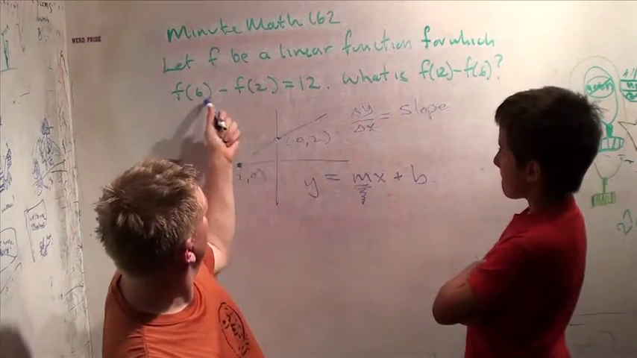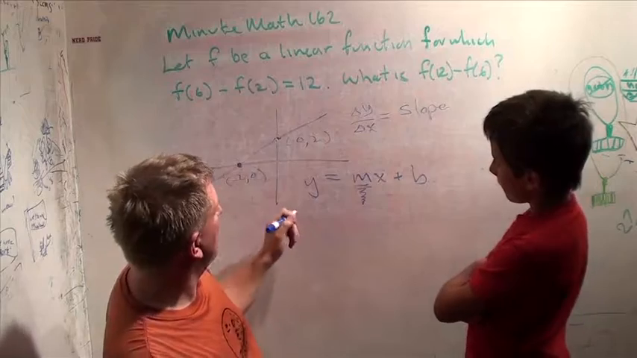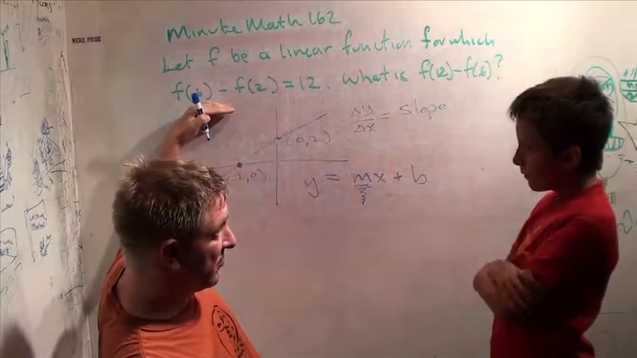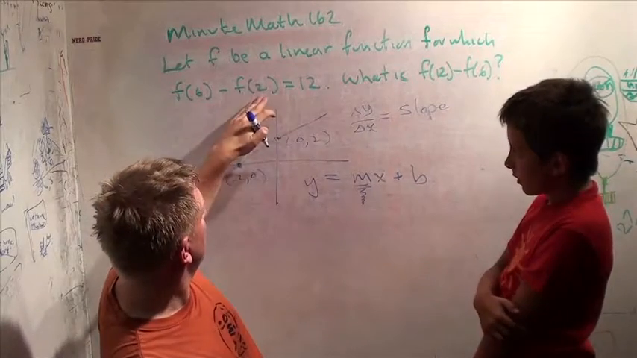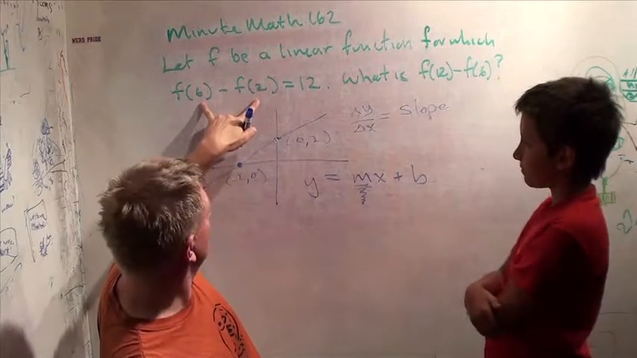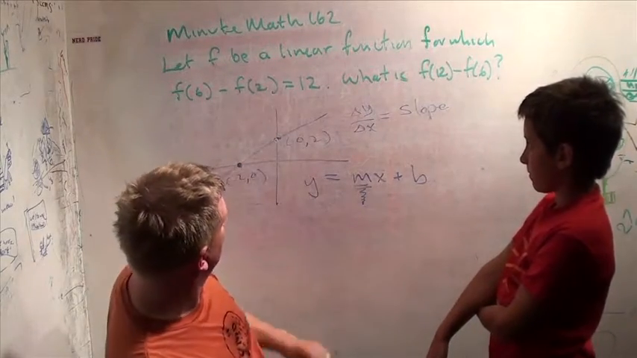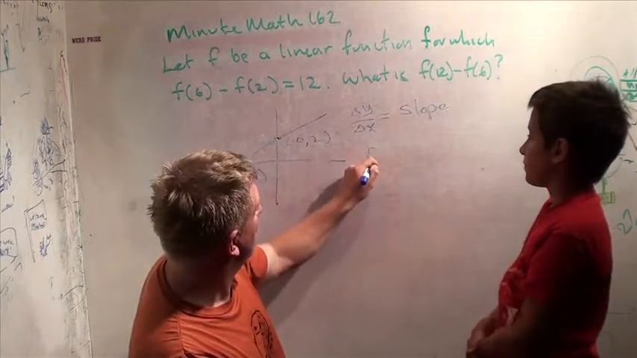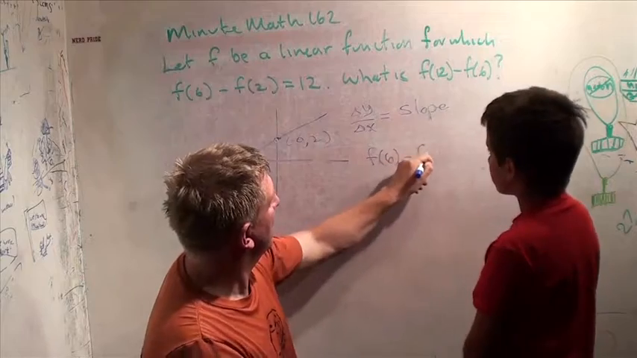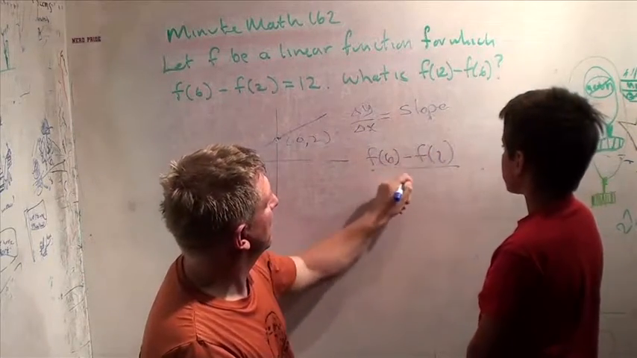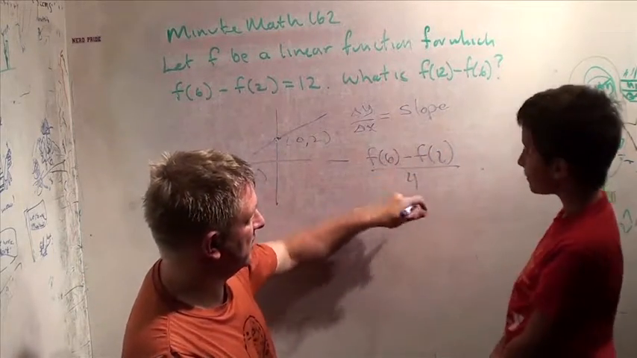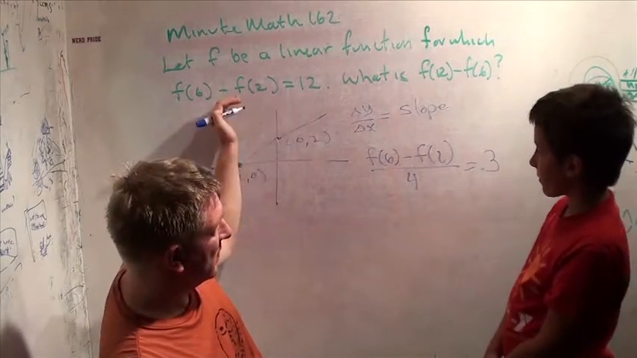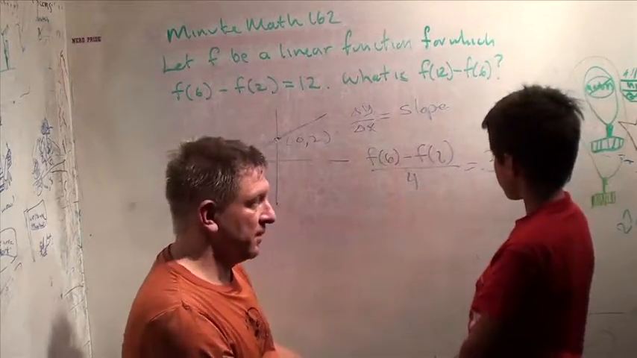Okay? Here we have something that looks a lot like change in y. Instead of y, we're talking about the change in the function. F of 6 minus f of 2, that's the difference in the function. 6 minus 2 is 4. So if f of 6 minus f of 2 equals 12, that means f of 6 minus f of 2 over 4, 6 minus 2, equals 3. I just divided both sides by 4. That tells me the slope.